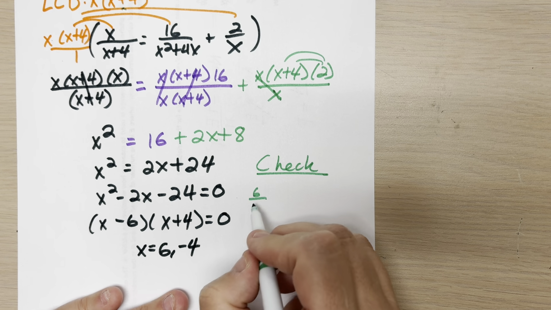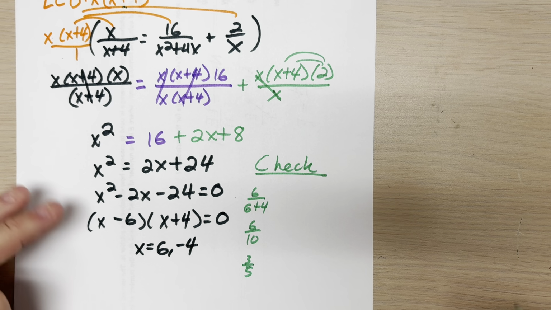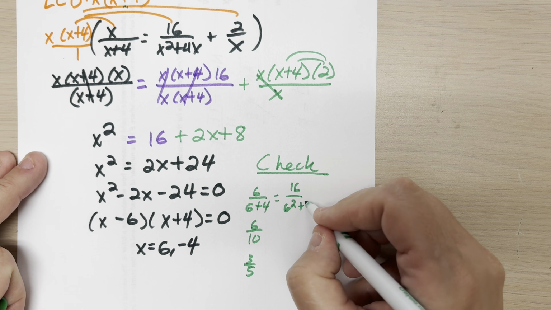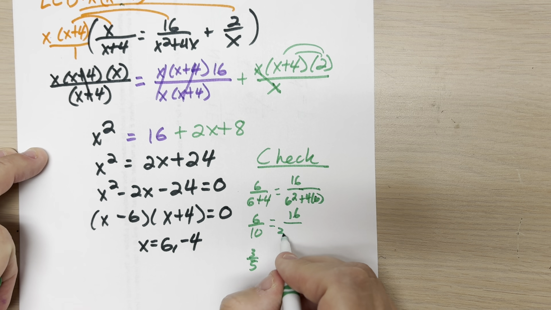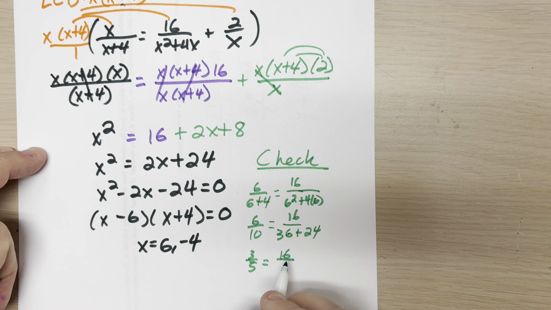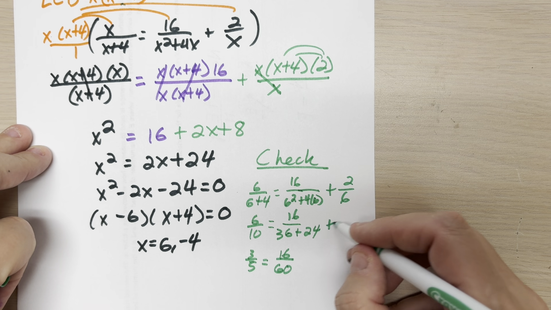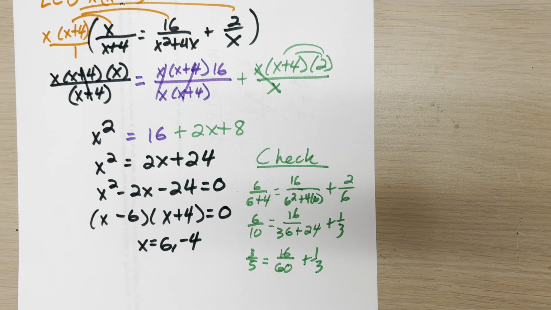6, let's try it. 6 over 6 plus 4 gives us 6 over 10, 3/5. The math's a little slow today. 16 over 6 squared plus 4 times 6 for my next term. So I got 36, bad handwriting is what I have, 24. 16 over 60, I'll deal with that in a minute. And then 2 over 6, 1/3. Okay, that's not so bad. Ooh, let's see if this works. 16 over 60 is 4/15.